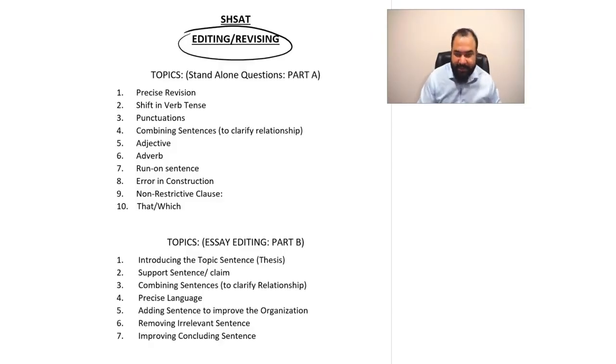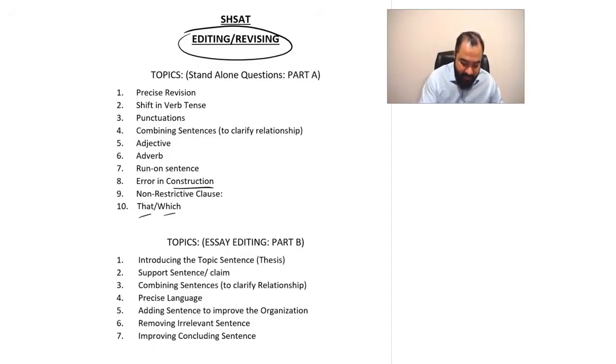Combining sentences, you'll have questions about how to combine sentences. Adjectives, adverbs, run-on sentences, errors in construction. I will tell you what this is. And non-restrictive clauses, okay? And the difference between that and which. I will explain these topics later in the video.